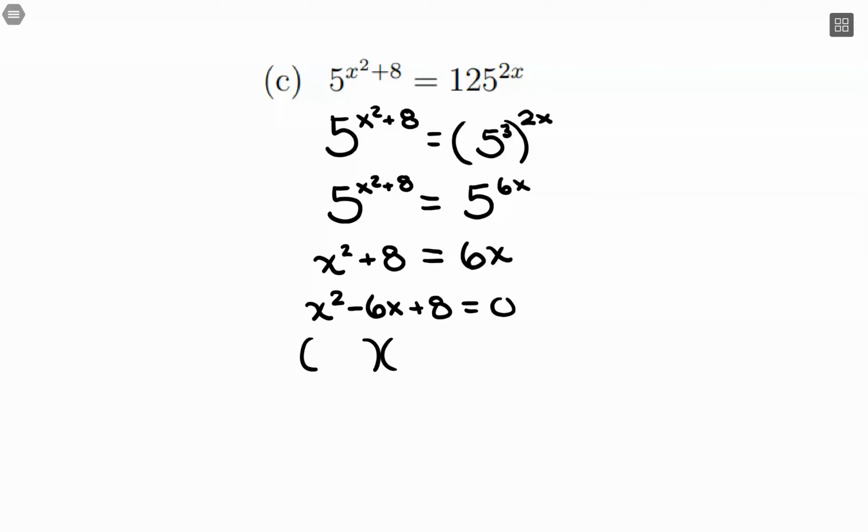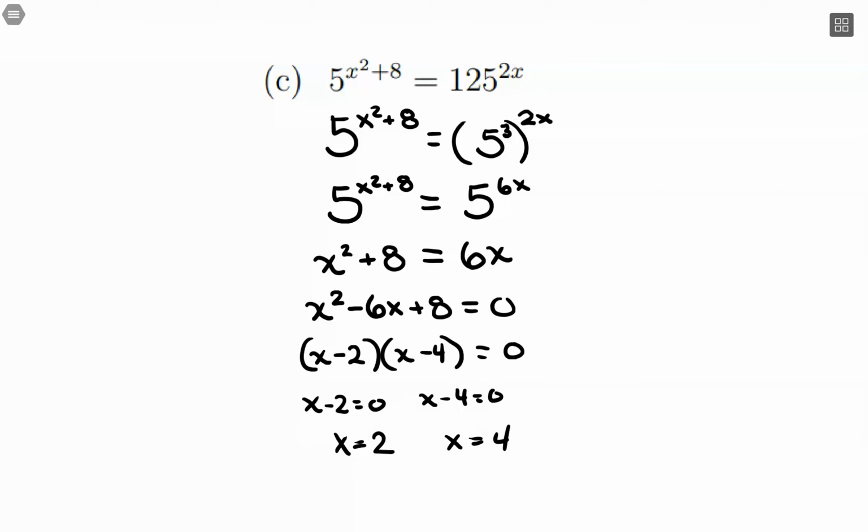And I'm going to factor. There should be an x minus 2 and an x minus 4. So x minus 2 equals 0, and x minus 4 equals 0. So x can be 2, or x can be 4. And let's check those solutions.